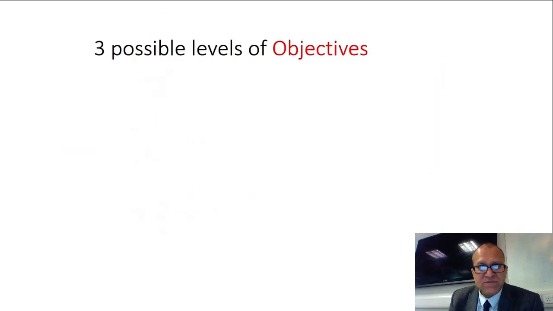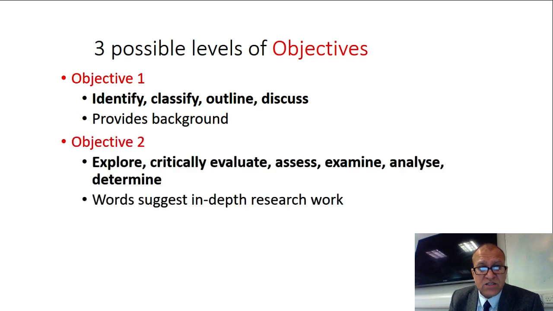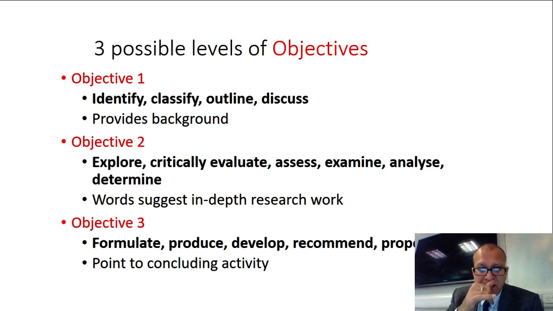Three possible levels of objectives you can think about. The first objective could be identifying, classifying, outlining, discussing theoretical background or theoretical concepts or the phenomena as it is. The second level objective could use starting words like explore, critically evaluate, assess, examine, analyze, determine. And then the third level is to formulate a solution, develop a model, recommend something, propose a theoretical or conceptual model and test it, and so on. So make sure your objectives have these keywords or similar keywords. It's always safe that the first objective is about developing a theoretical conceptual model or assertions or hypothesis, followed by testing, followed by recommendations. Okay.